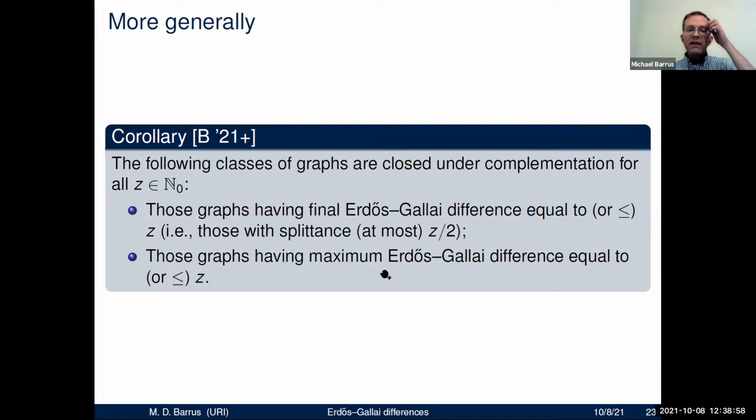But what about graphs having a maximum Erdős-Gallai value equal to or less than a certain value? The threshold graphs and the weakly threshold graphs handle this when z is equal to 0 or 1. But if z were anything, you would still have a class of graphs that's closed under complementation.